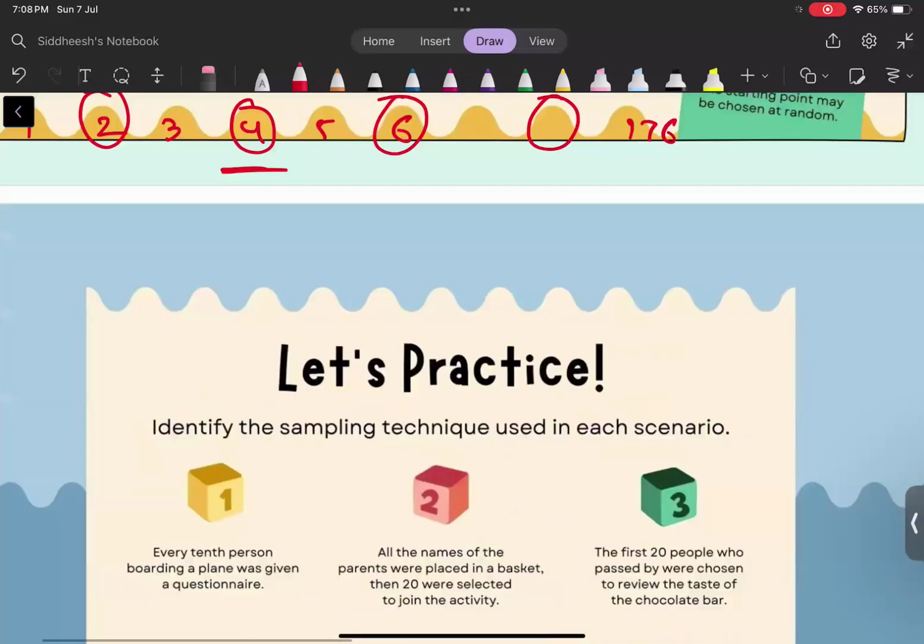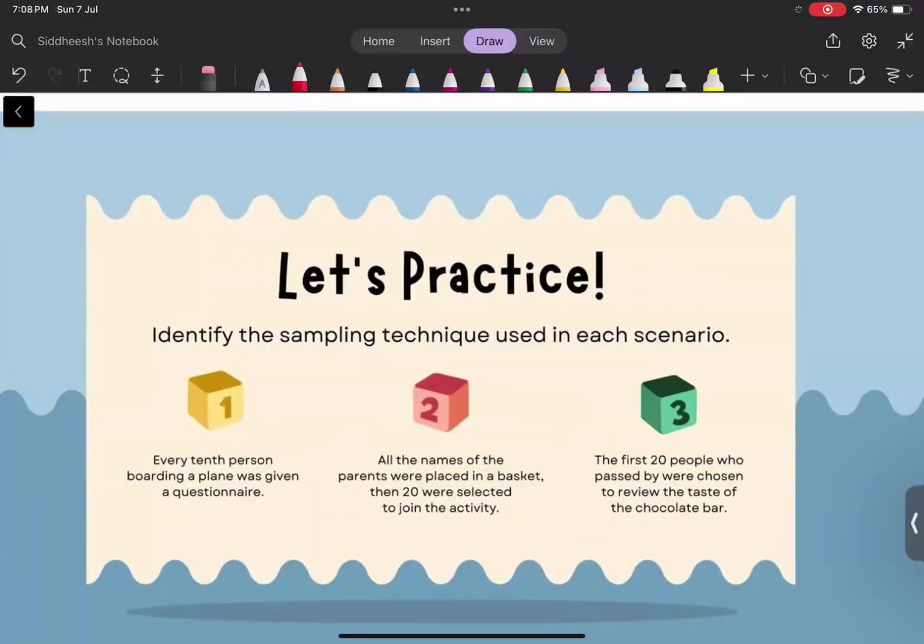Okay. So let's have one quiz. Question number 1, question number 2, question number 3. So the first question is: every 10th person boarding a plane was given a questionnaire. Which type of technique is this?